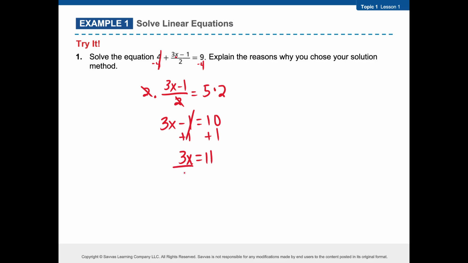3x equals 11. Divide by 3. It's a repeating decimal, so I would prefer an improper fraction as long as it's simplified, which would be 11/3.